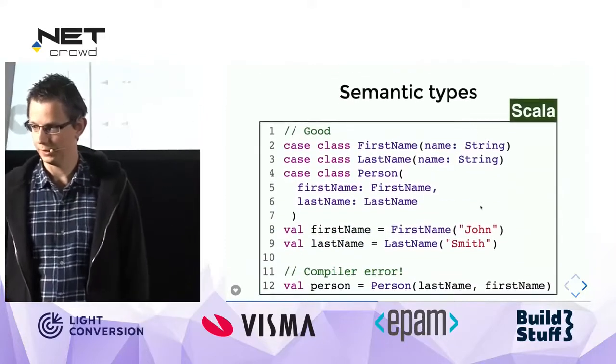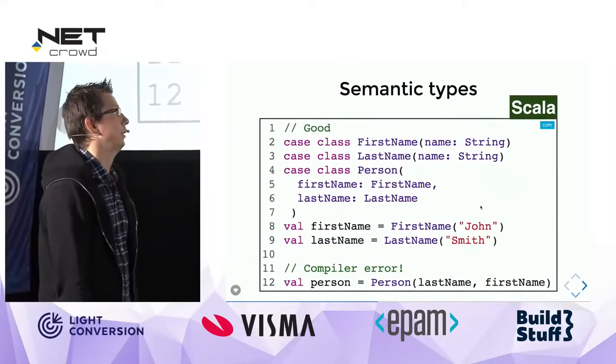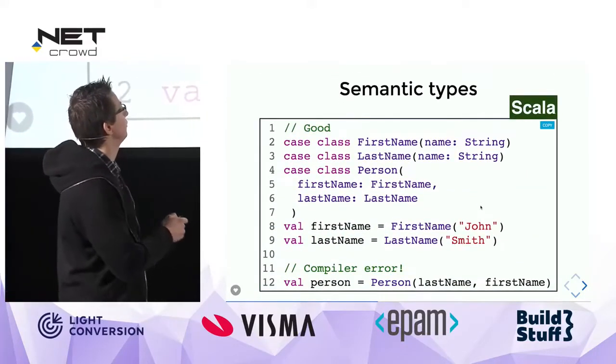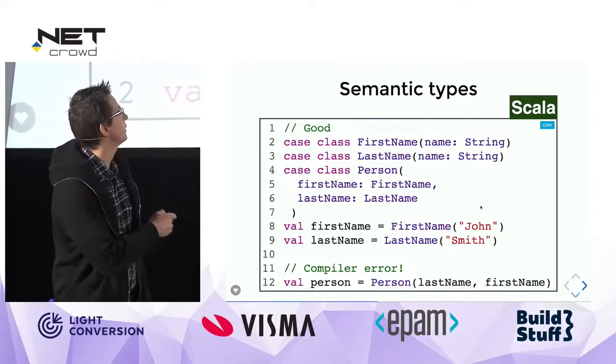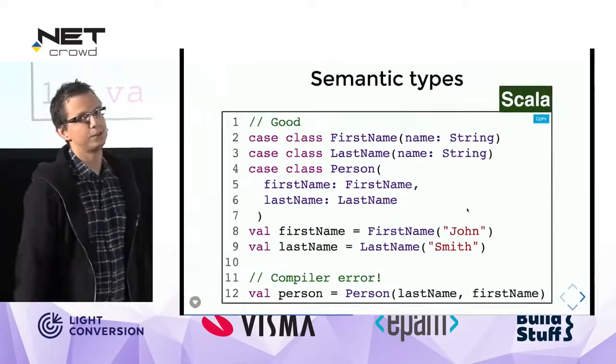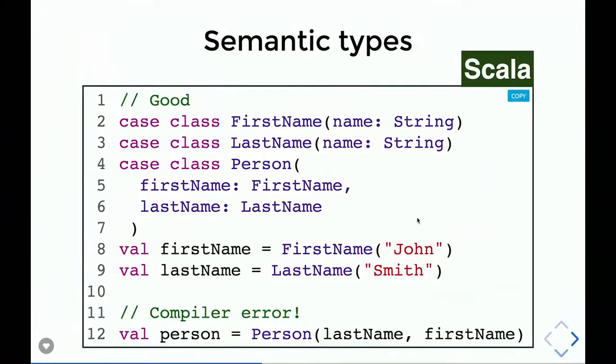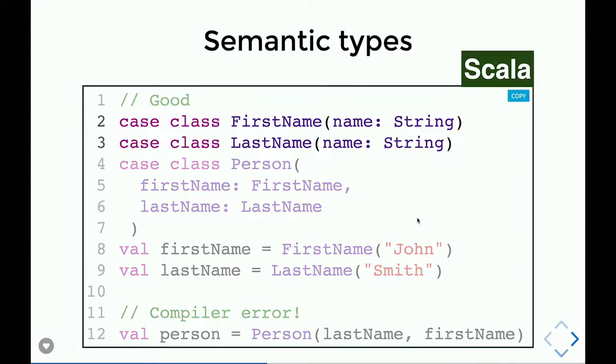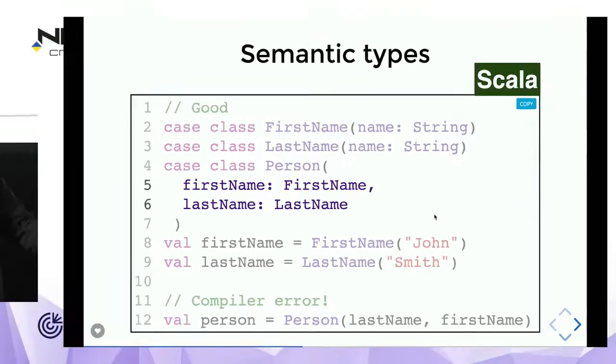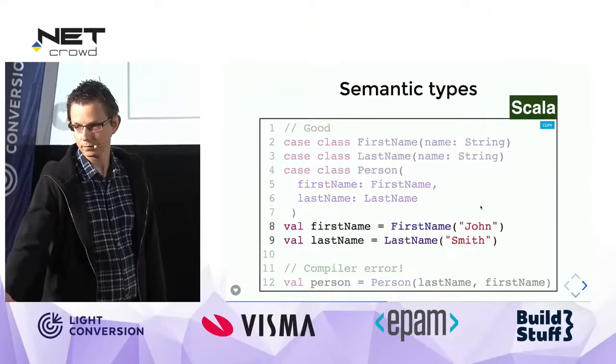So the idea is that we introduce extra types. We just introduce two new types, first name and last name, and they just wrap a string. Now, when you type this, we introduce types. I have highlighting here. And instead of just using raw strings, now we use these new types that we defined.